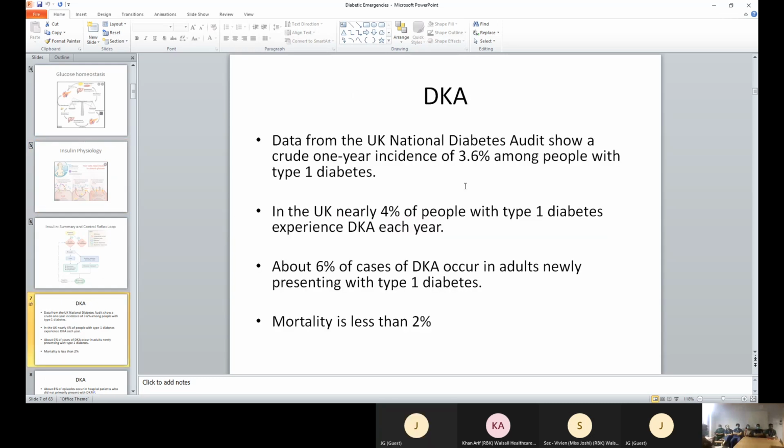Now some more background about diabetic ketoacidosis. In the UK National Diabetes Audit, 3.6% of type 1 diabetes patients had an episode of DKA, and 4% developed it in type 2. Also, DKA may be the first presentation of diabetes, in 6% of diabetic patients, who present with DKA and are then diagnosed.